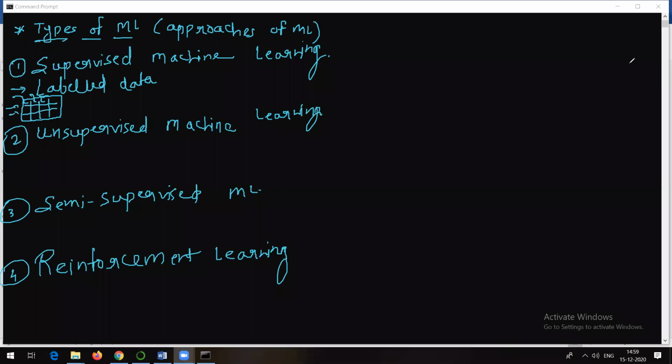Okay. Now see, these are called observations and these are called features. So for supervised machine learning, always remember the data is labeled data. Now what do you mean by that? That means, for example, there is a problem to solve.